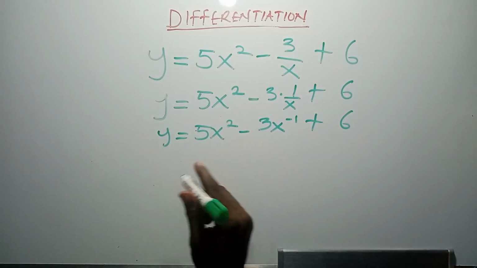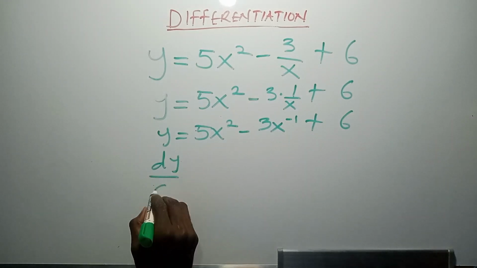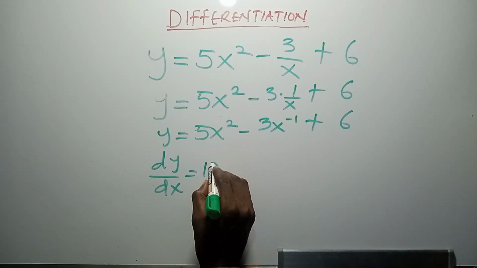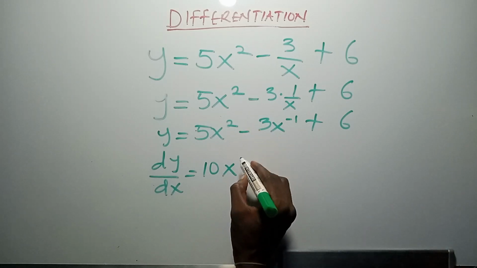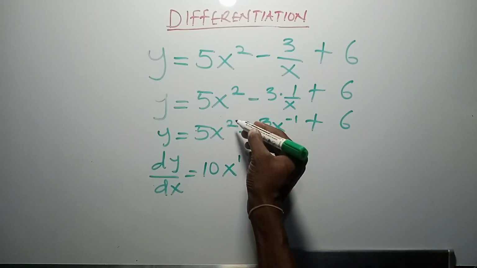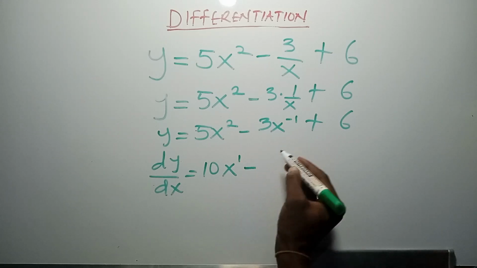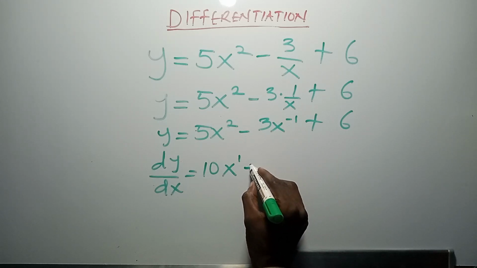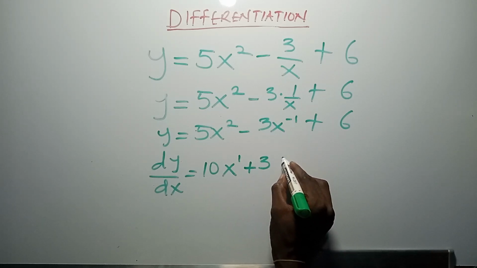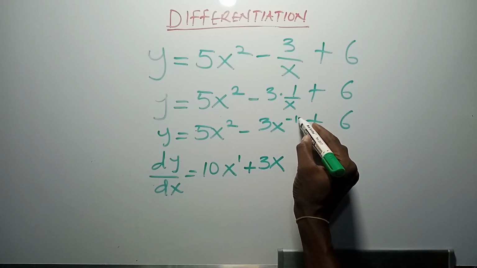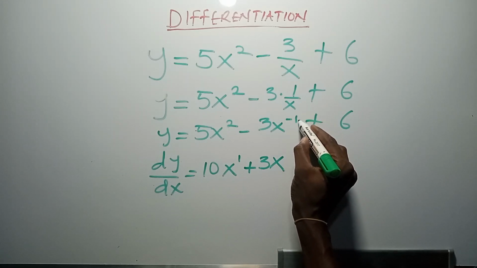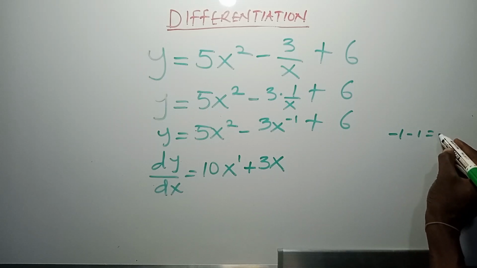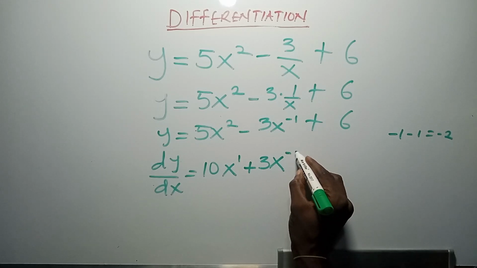Now we can differentiate. So we get dy/dx is equal to 2 times 5 is 10. Then we remove 1 from 2, we'll be left with 1. So we get minus 1 times minus 3 is plus 3. So we get plus 3x raised to the power of, remember, we have to remove 1 here. So minus 1 minus 1 is equal to minus 2.